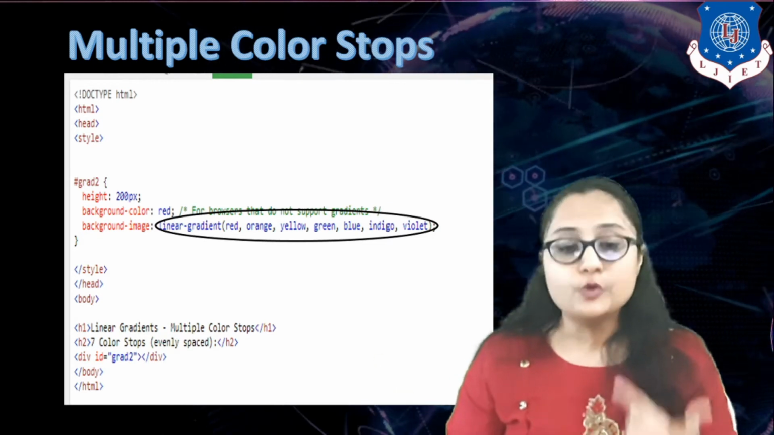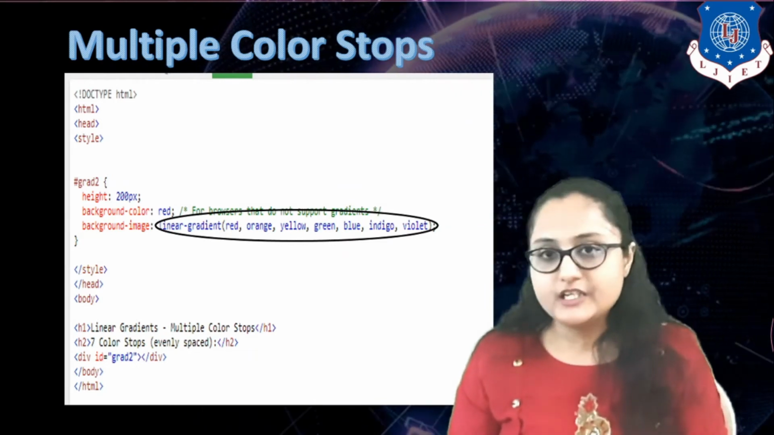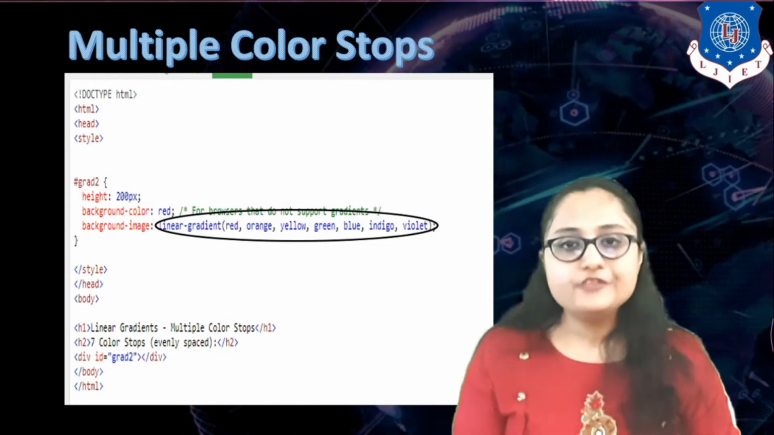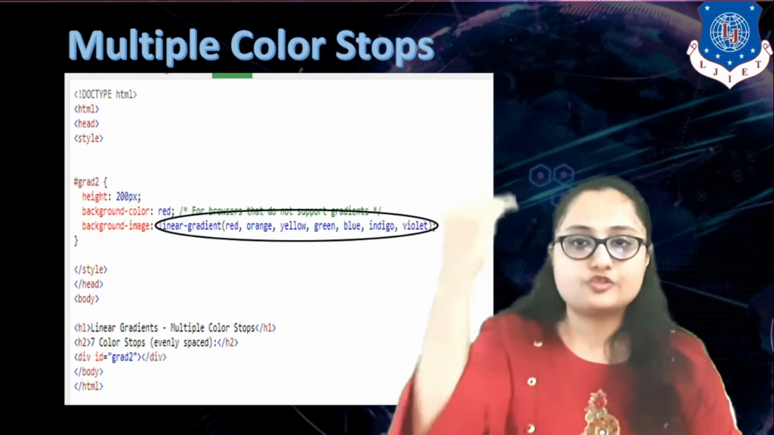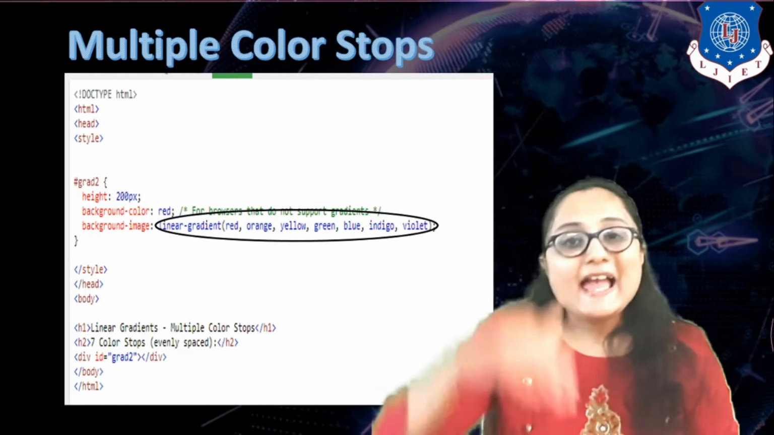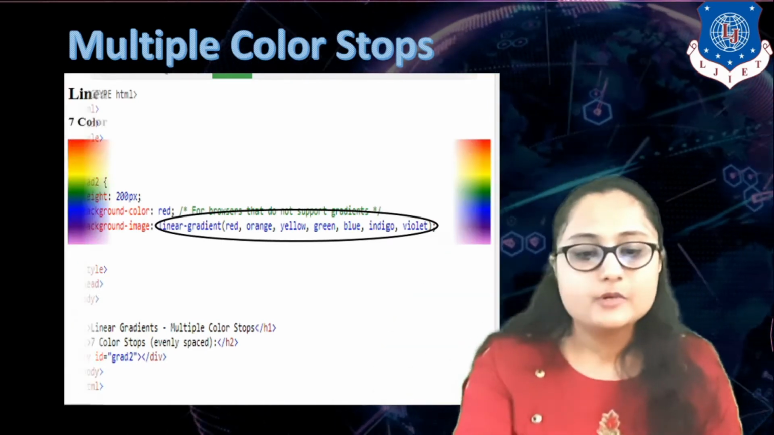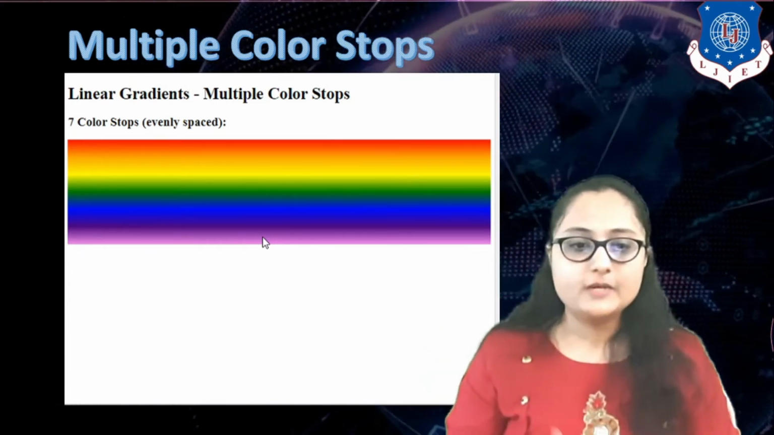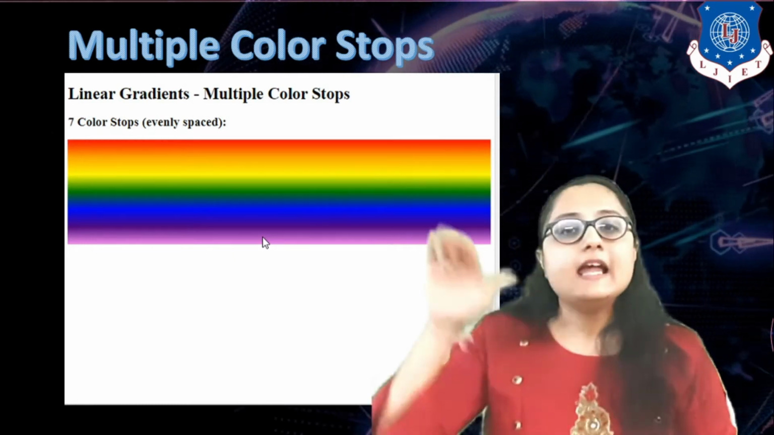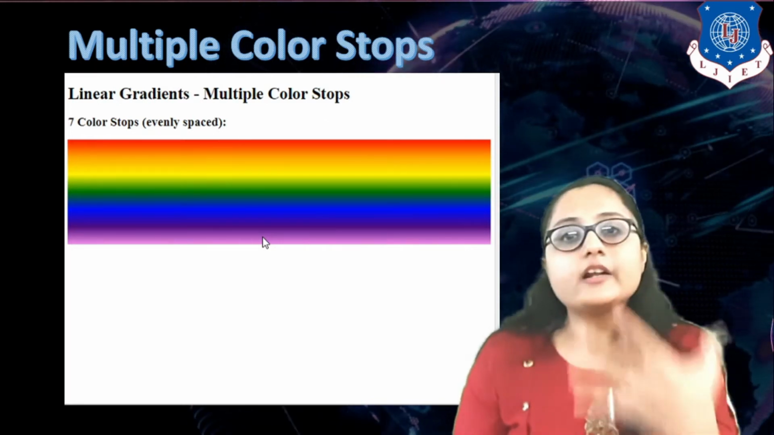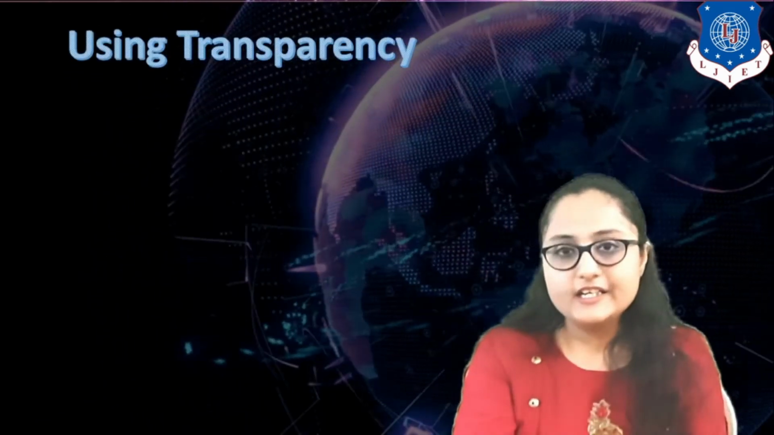What will be the output? Because you have not specified the direction, what will be the direction? Exactly, you have guessed it very correctly. The default direction will be applied over here, that is top to bottom. So the topmost color will be red and the bottommost color will be violet, and in between you may be able to see all the color stops. So this is how you can see the rainbow effect. You can see the rainbow effect, right? Because there are 7 color stops which I have specified, and they are applying the rainbow effect, or you can visually see a rainbow. So this was about linear gradient and color stops.